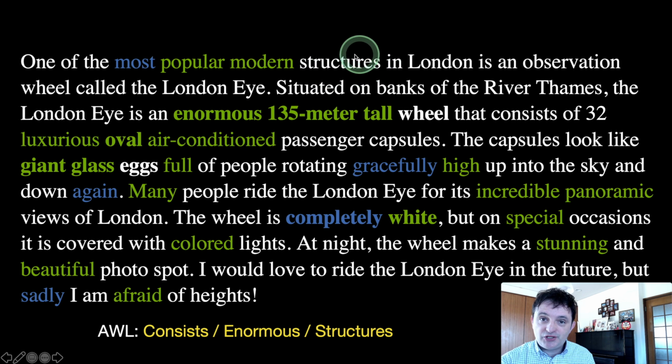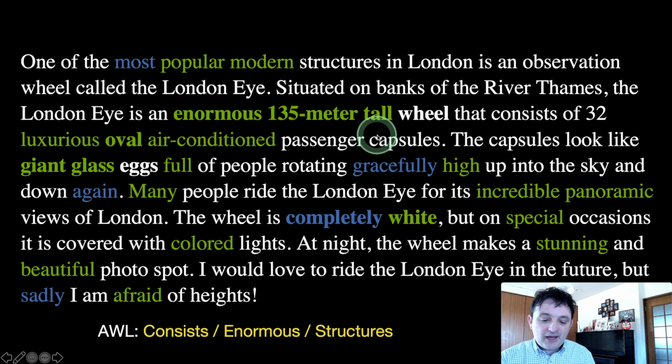So, for example, structures. That was an academic word. So, keywords, and then before the keyword, how many adjectives can I add? I recommend only using maybe 1, 2, 3, no more than 3. Otherwise, your sentence is going to be too long and a little difficult to read. So here you can see the first keyword was structures, and I've used popular and modern. Next keyword was talking about the shape. Here we've got wheel, and my adjectives are it's an enormous 135 meter tall wheel.